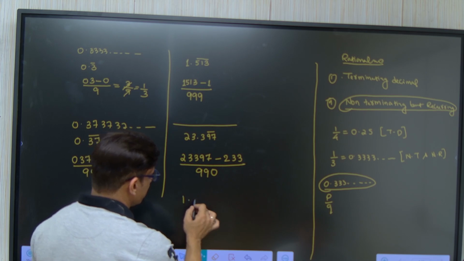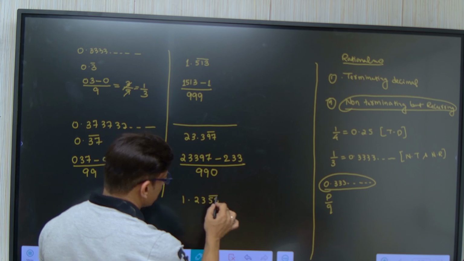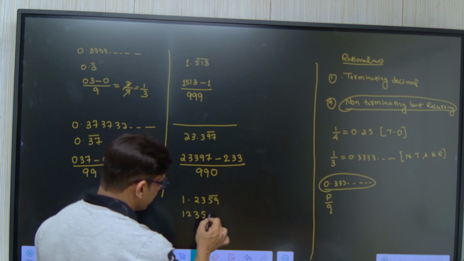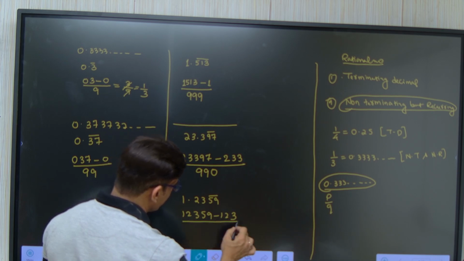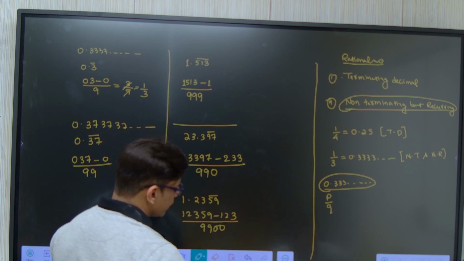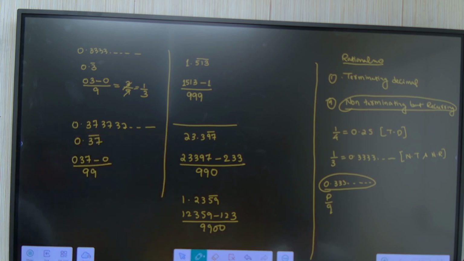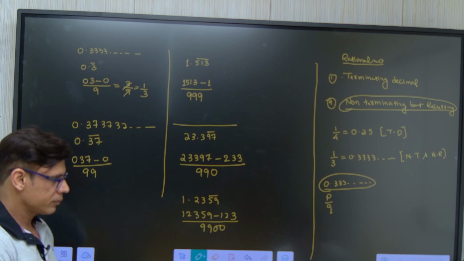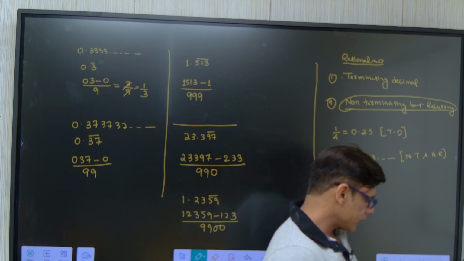Right. If we have, let's say, 1.2359 bar, so this is 12359 minus 123, 99 and 2 zeros. 99 and 2 zeros. So that is how you convert a number in the form of what? P by Q. Directly you can convert this number in the form of P by Q.